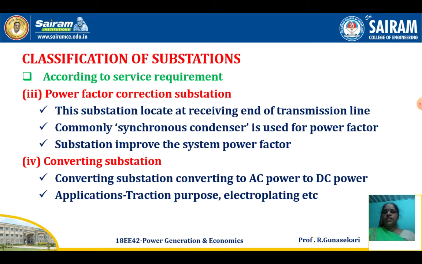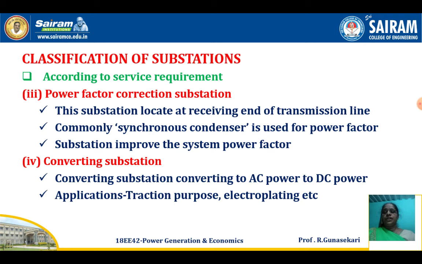Then next, according to the service requirement, another two more substations. Power factor correction substation: as the name itself suggests, this type of substation corrects the power factor. That means this substation is used to improve the system power factor. This substation is always located at the receiving end of the transmission line. Commonly, a synchronous condenser is used for power factor correction in this type of substation.